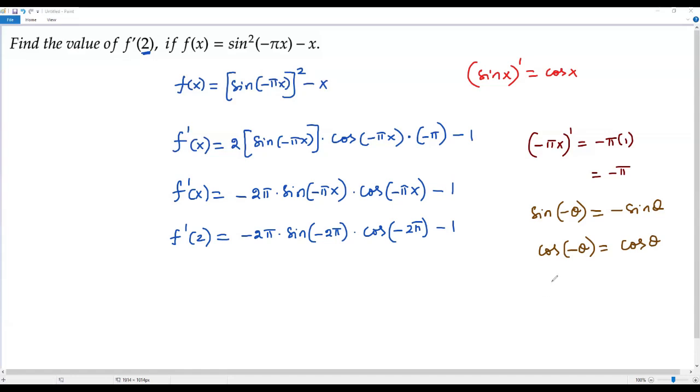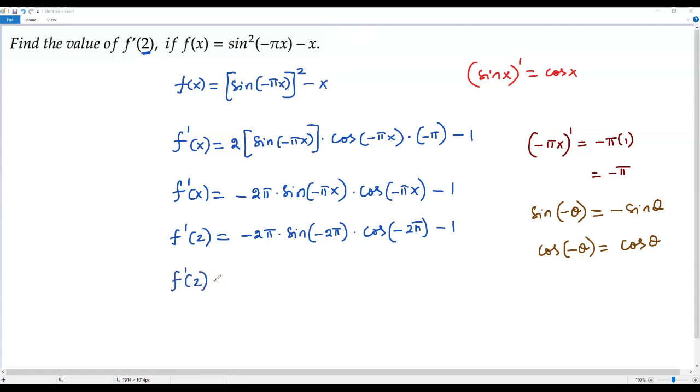So if a trigonometric function is odd, the negative sign we have with the angle will reflect in front of the trigonometric function. If the trigonometric function is even, the negative sign we have with the angle will not reflect in front of the trigonometric function. Okay, now let's continue with the problem we have over here.